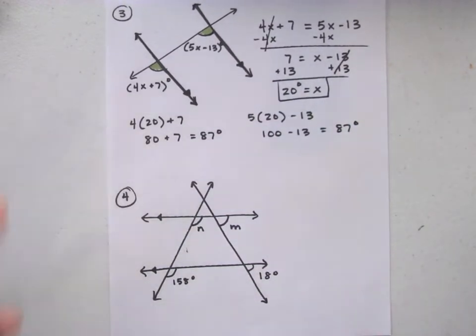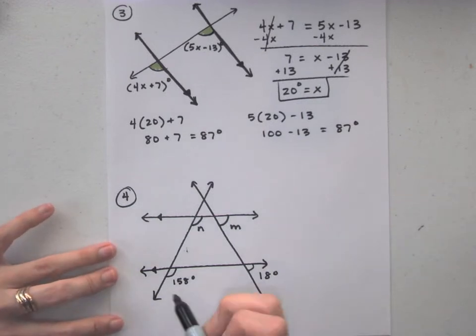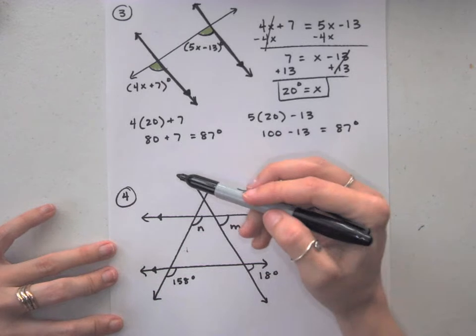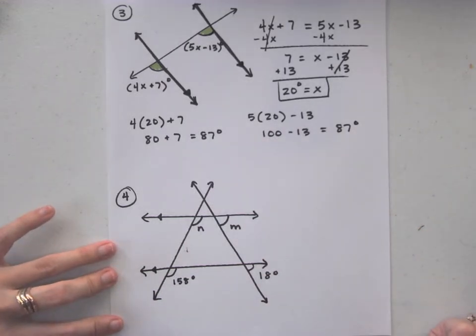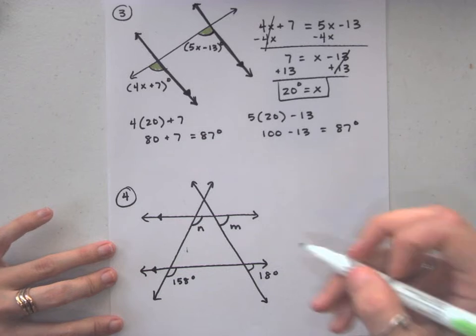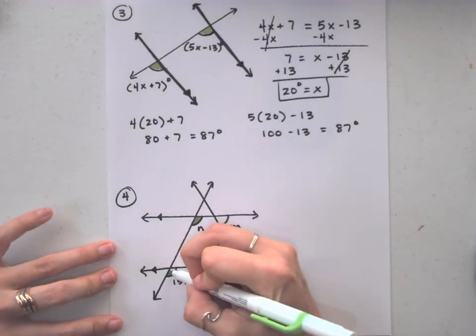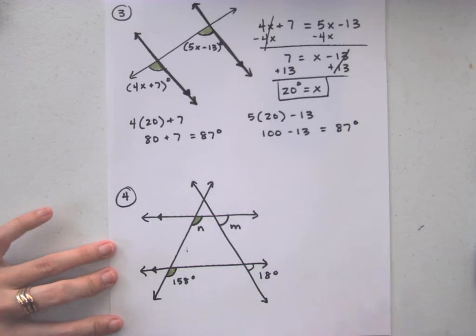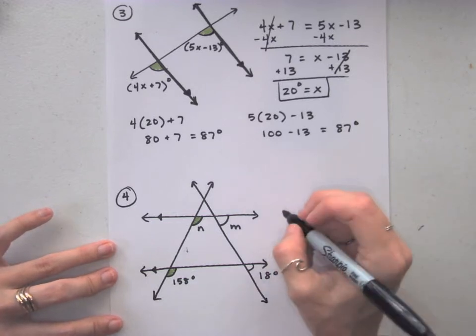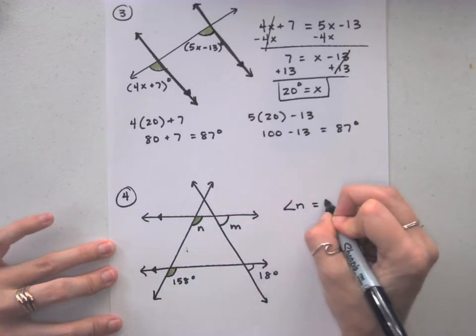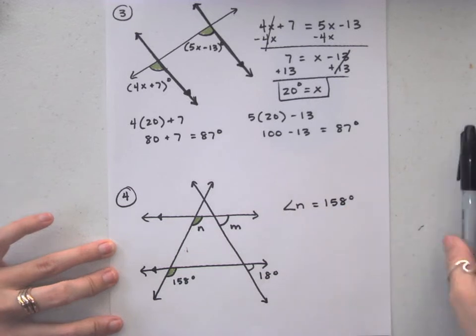All right, number 4, we have 2 parallel lines. We see they're parallel because of these little arrows on them, right? And they're cut by a transversal, but they're actually cut by 2 transversals. So we want to look at the information on each transversal. So first we have that n is corresponding with 158 degrees. Well, that means then that angle n is 158 degrees.